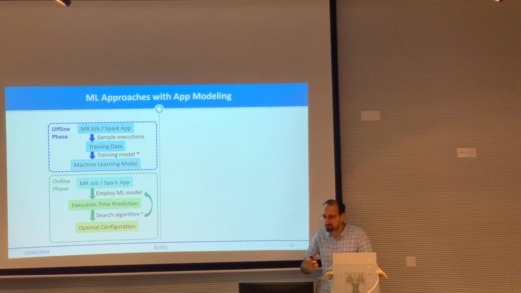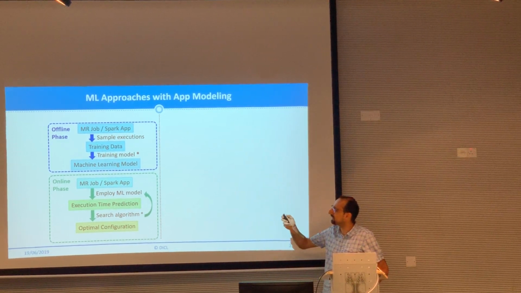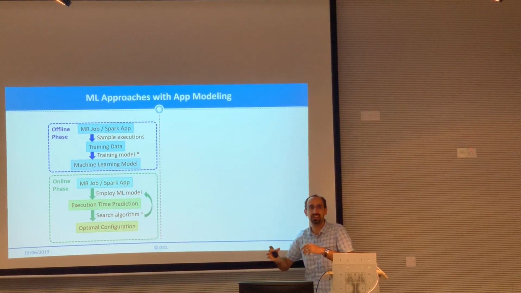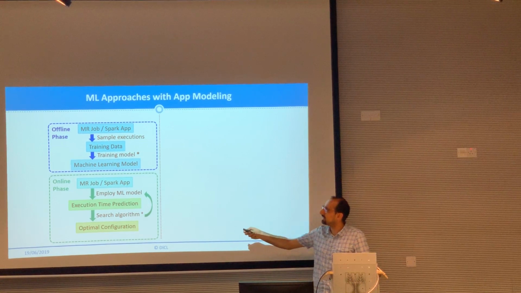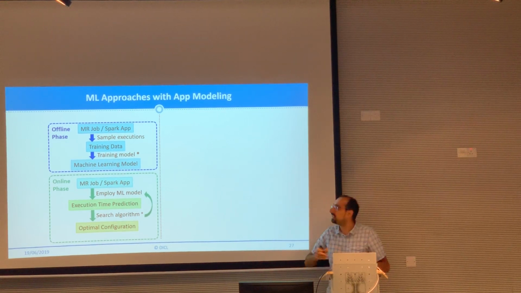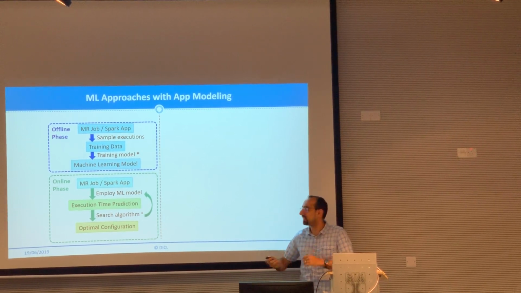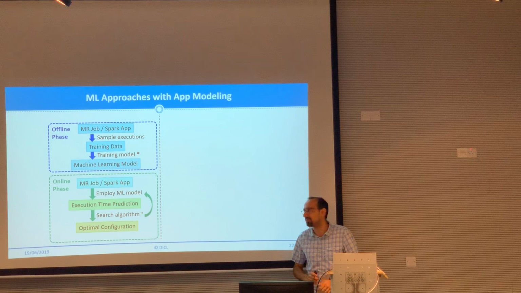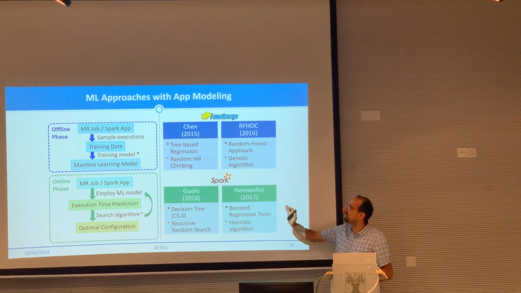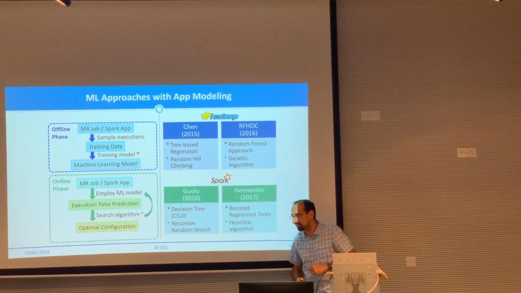All right, and then the third way of using machine learning is by directly modeling the app itself. So the idea here is you take the MapReduce job, you execute it using different configuration settings to build your training data, and then you generate a machine learning model. So now when that same job comes in, you can employ the machine learning model to get some execution time prediction and then use a search algorithm to find the optimal configuration. And of course, there are different approaches using regression or decision trees for the modeling. You can use genetic algorithms or recursive random search for the search algorithm, etc.